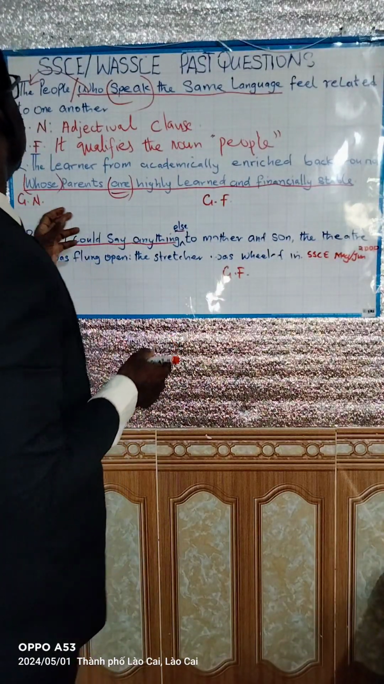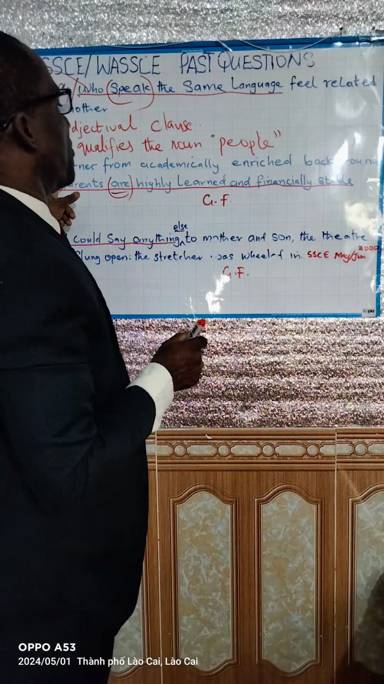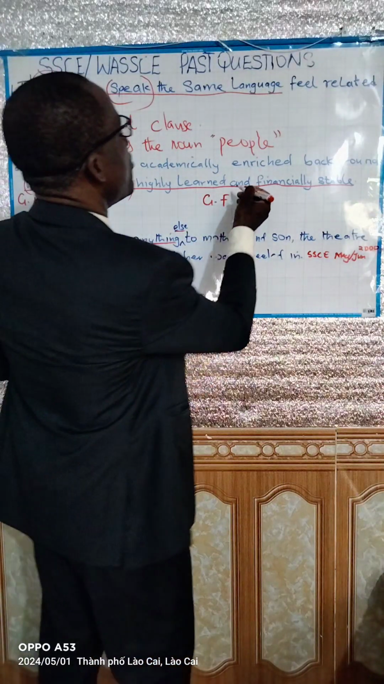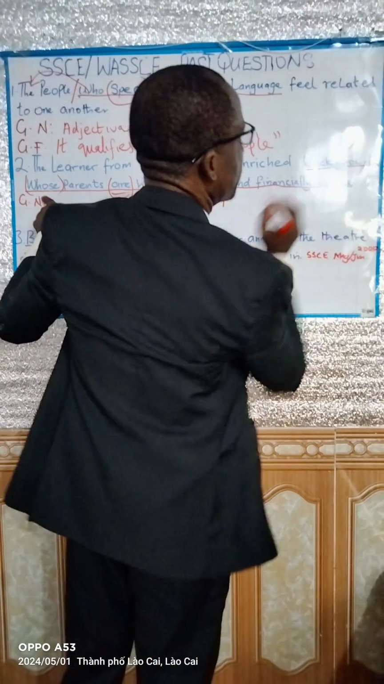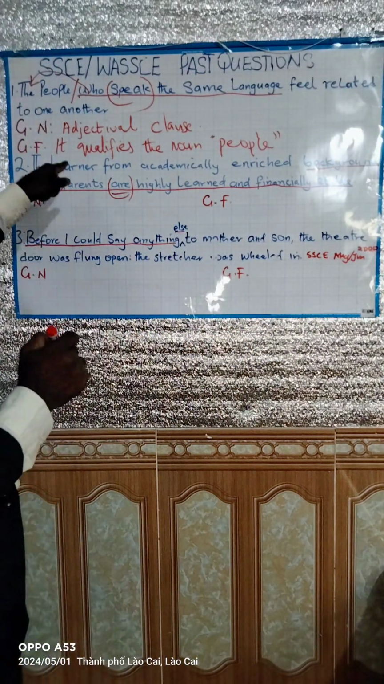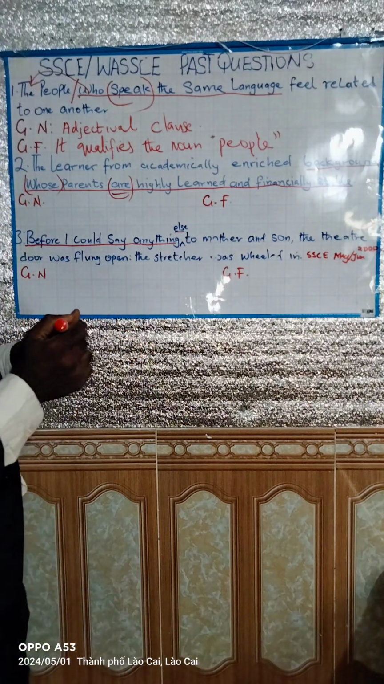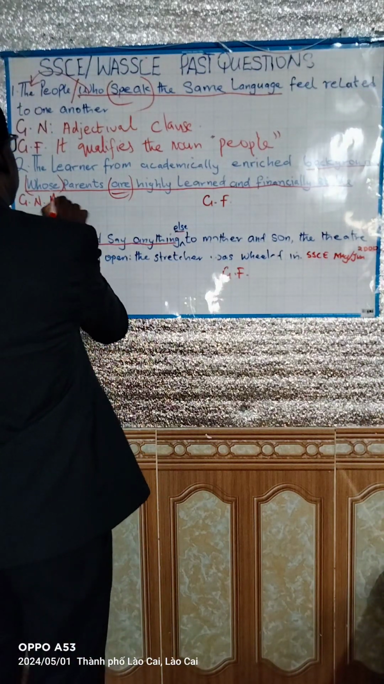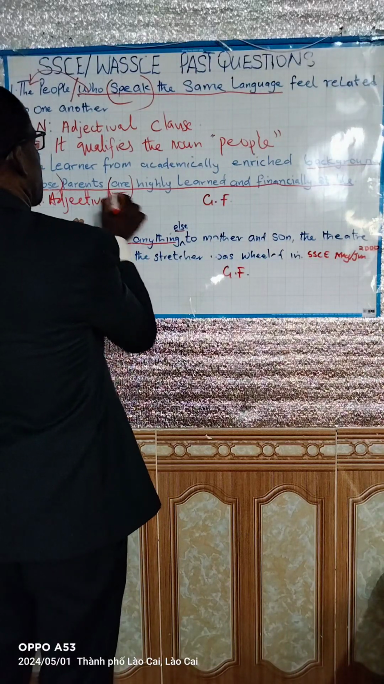Test 3, we check if it is coming immediately after a noun. Let's go. Enriched background, whose background is a noun. So it is coming immediately after background. Therefore, it is an adjectival clause. Very, very simple. Adjectival clause.